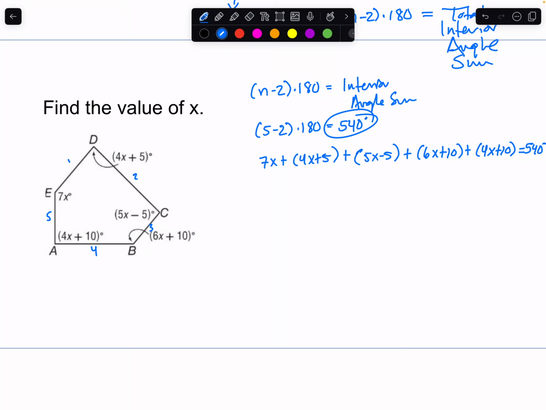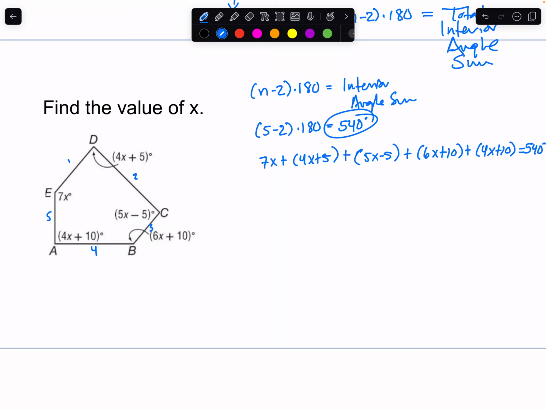Now, if all the angles were congruent, it would make the problem a lot easier, right? I could take the total and divide it by 5 congruent sides or 5 congruent angles. But that's not the case. So all I have to do now is some basic algebra. I combine some like terms.